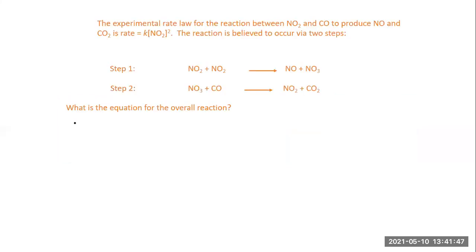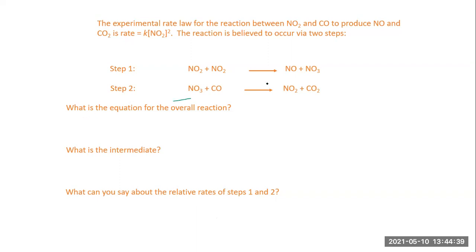And why don't you try a couple things here first? What is the overall equation for this mechanism? What is the intermediate? And what can you say about the relative rates of step 1 and 2, given this information that the reaction between NO2 and CO produces NO and CO2? The rate law was found experimentally to be k times [NO2] squared. It's believed to occur through these two steps. So why don't you take a few minutes and see what you come up with, and we'll talk about what you came up with and what you can get from this type of information.